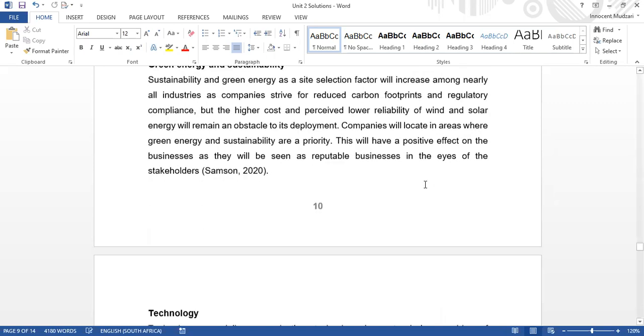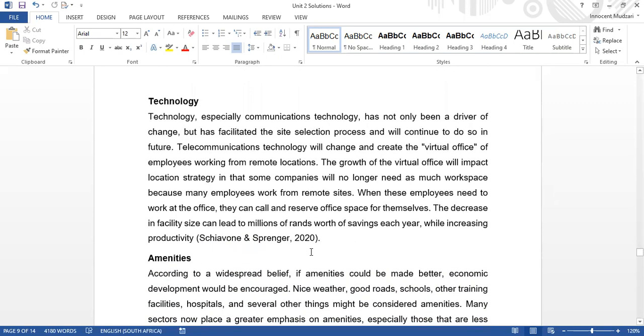Okay, and then we have technology. It's another thing that we know. Technology is always changing. So in the next 10 to 20 years, technology will change. So technology, especially communications technology, has not only been a driver of change, but has facilitated the site selection process and will continue to do so in the future.